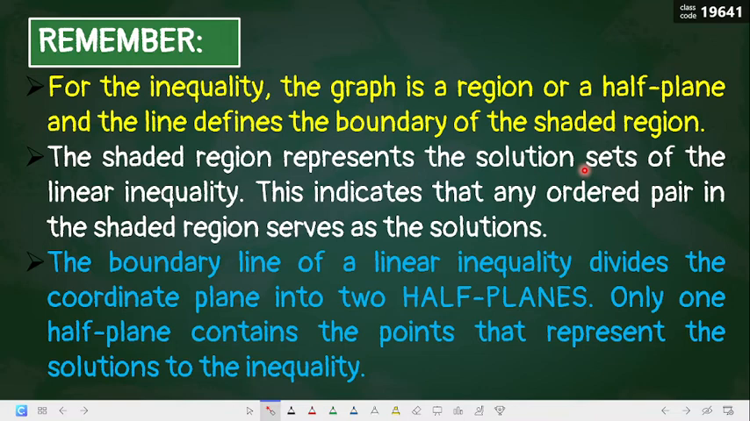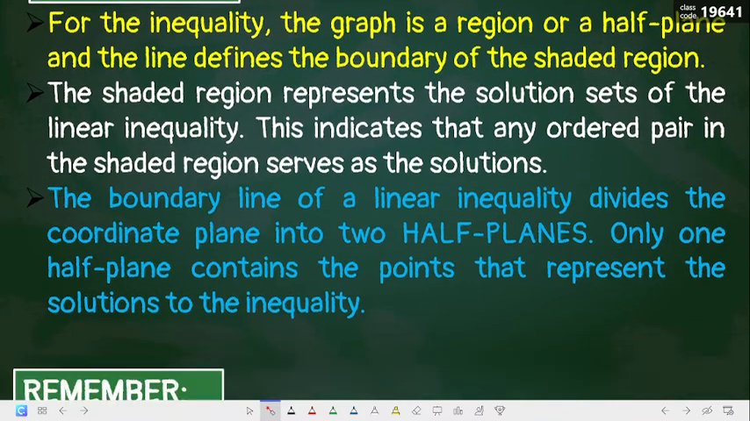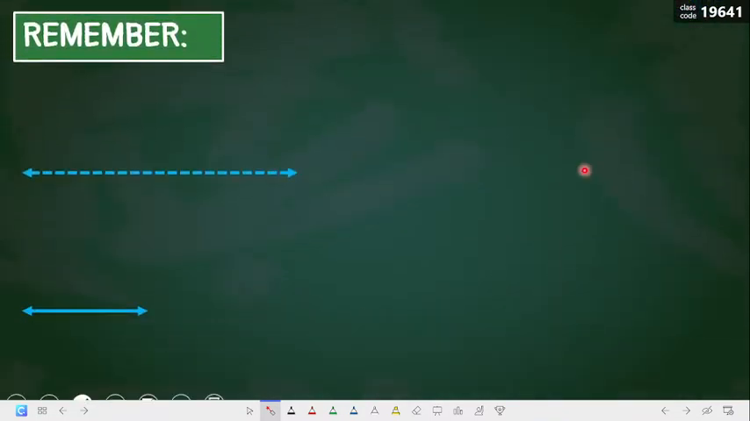So, yung boundary line natin, ito yung naghahati doon sa linear inequality natin sa dalawang half planes. And only one half plane contains the points that represent the solutions to the inequality. So, hindi pwedeng yung dalawang parehas na plane ay may shade. So, isang part lang yung may shade or yung half plane lang yung may shade. So, remember, ito yung about the boundary line na sinasabi.